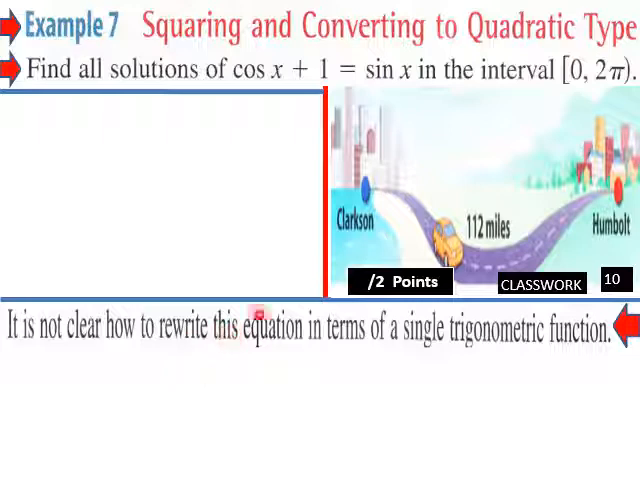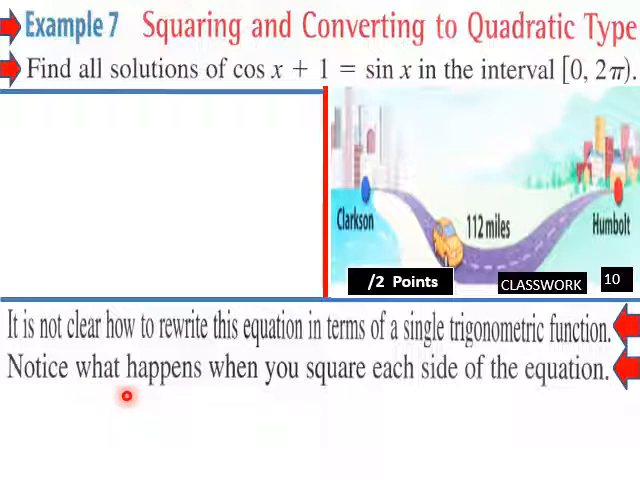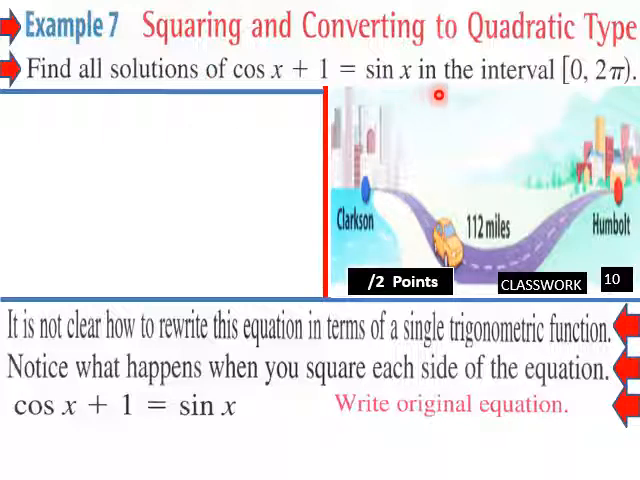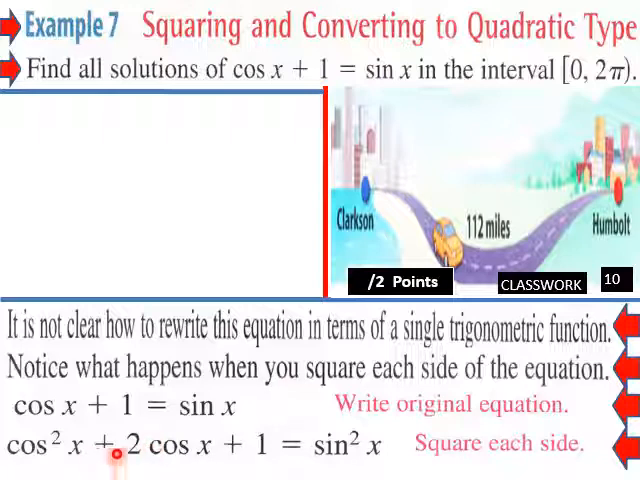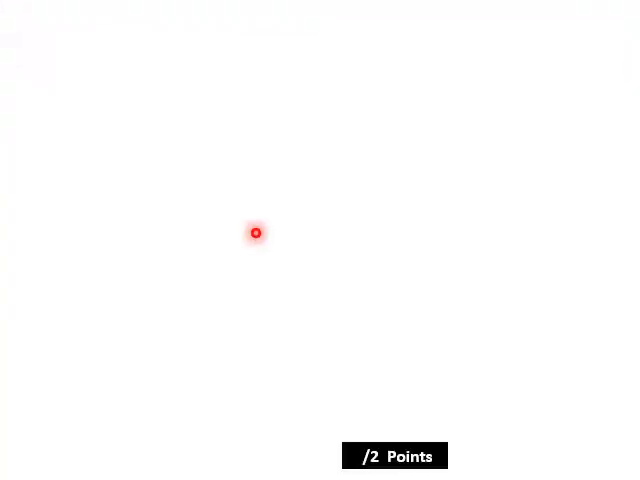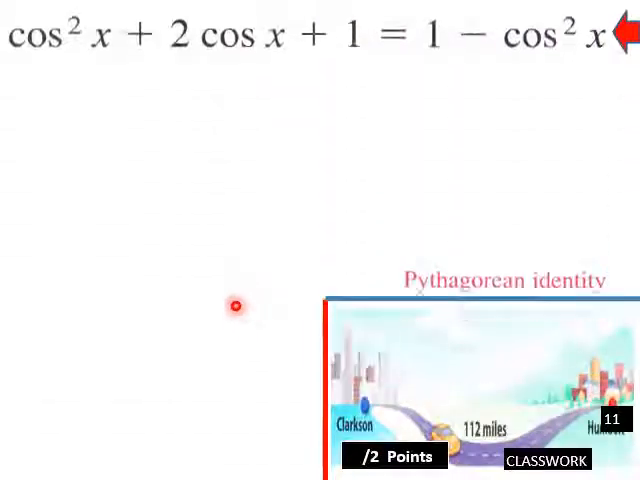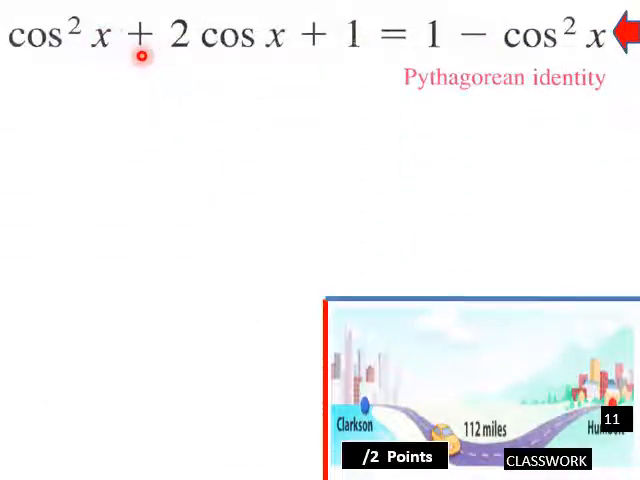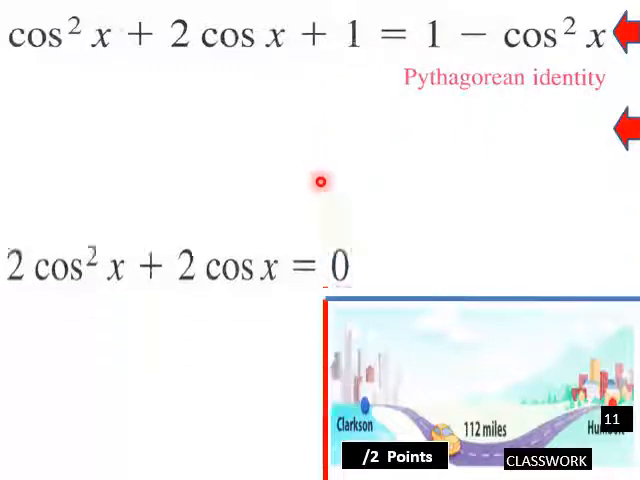It's not clear how to rewrite this equation in terms of a single trigonometric function. Notice what happens when you square each side of the equation. Because we're kind of stalemated up here, let's square each side. There's your original. When we square both sides, we end up with something like this. Now we can visualize the Pythagorean identity, right? So we end up with cosine squared x plus 2 cosine x plus 1 equals 1 minus cosine squared x. So we can produce Pythagorean identities here.